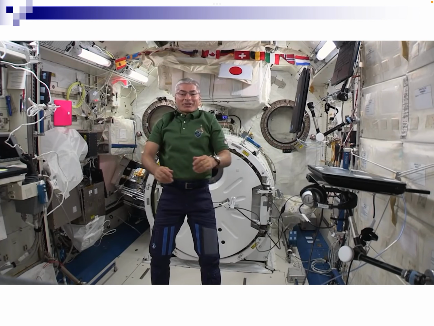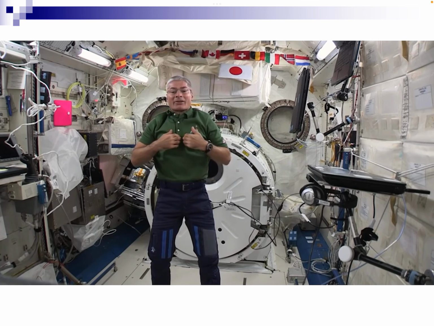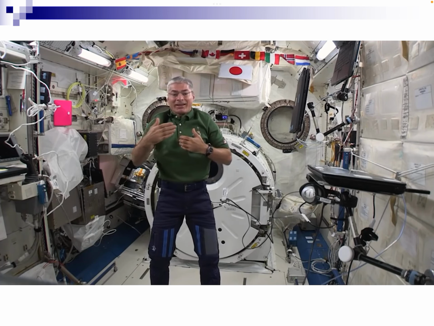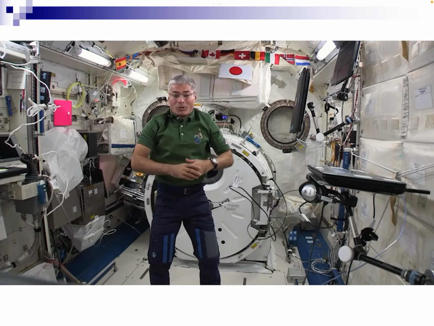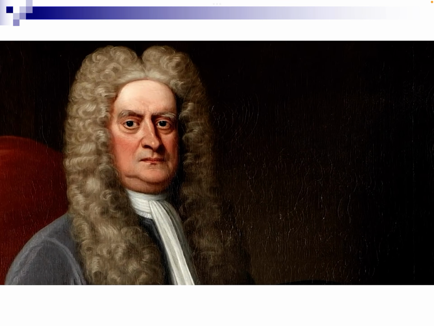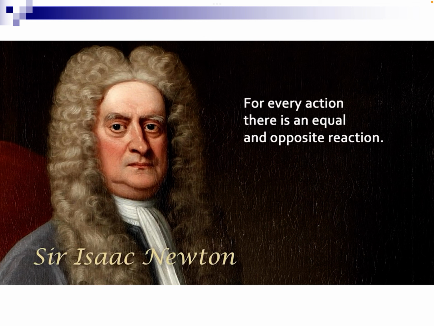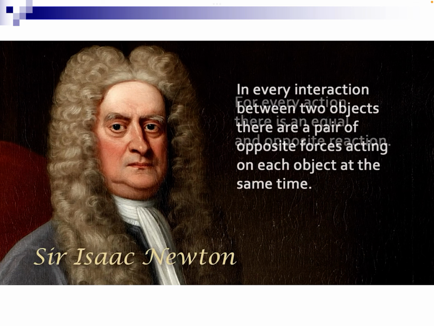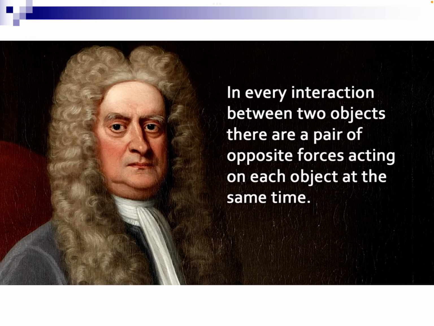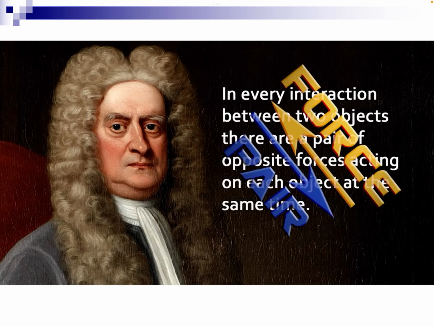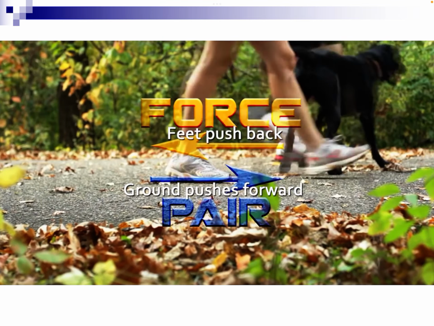Welcome to the International Space Station. I'm NASA astronaut Mark Vande Hei. Today, we're going to talk about Newton's third law. How do you think it will hold up in microgravity? For every action, there is an equal and opposite reaction. This means that in every interaction between two objects, there are a pair of opposite forces acting on each object at the same time, a force pair. You can see that there are many examples on Earth.